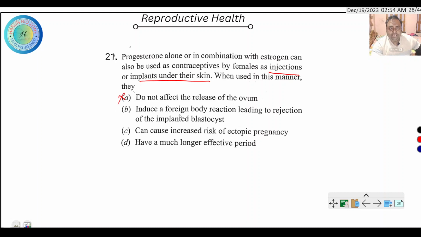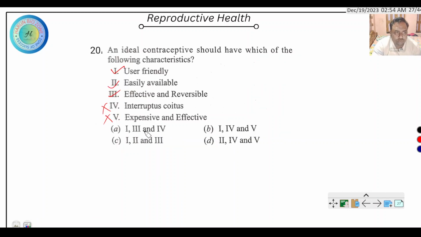Wrong, sir. Induce a foreign body reaction leading to rejection of the implantation. False. Can cause increased risk of ectopic pregnancy. Not false, but have a much longer effective period. Next question.